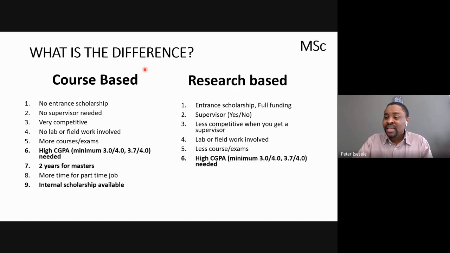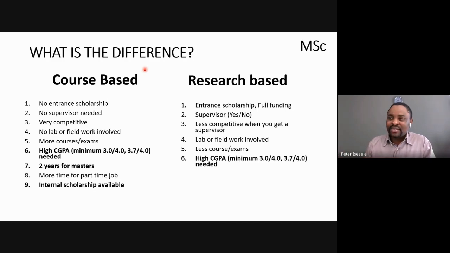To be honest, if you really want to focus and get a research master's, you need to have at least, on a 5.0 GPA, I'll say a minimum of 3.7. So you don't even have to have first class or a high 2-1.